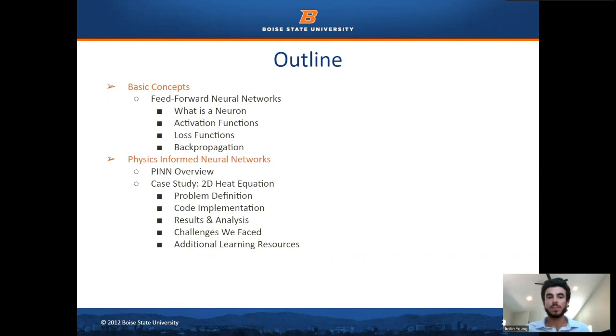Then we'll switch gears into the physics-informed neural networks portion of this video, where we will discuss the overview of physics-informed neural networks and specifics about the case study of the 2D heat equation, talking about the problem definition, code implementation, results and analysis, as well as challenges that we faced. And finally, we'll leave a slide for additional learning resources for those who are interested.